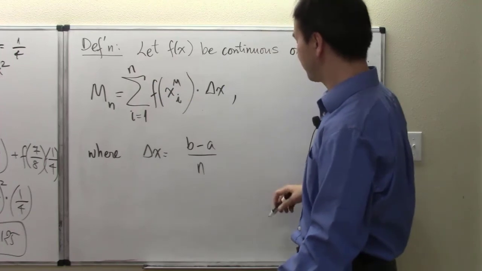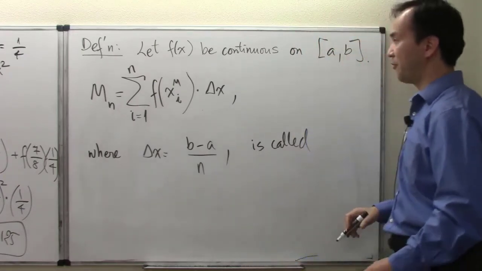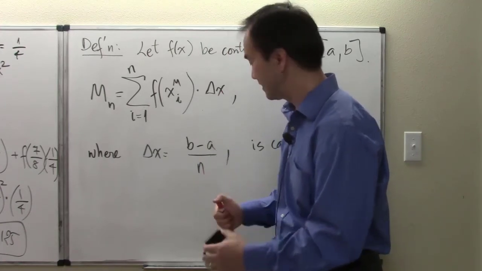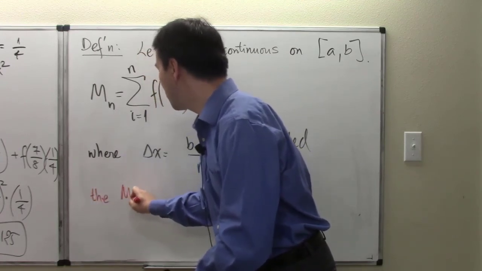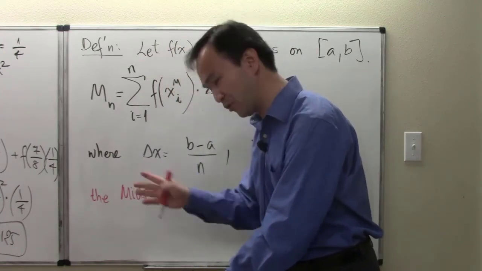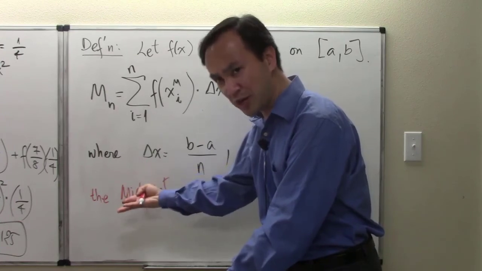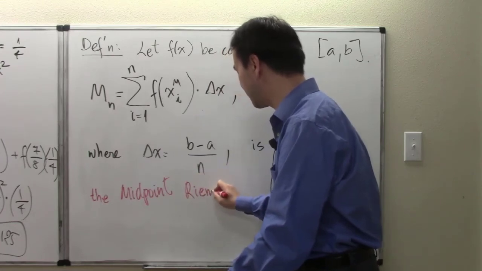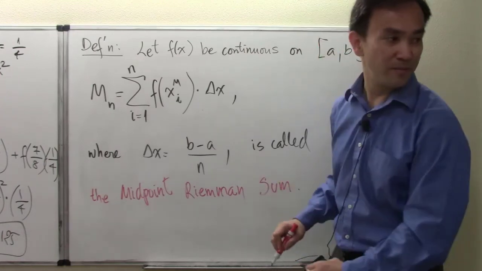This formula right here is called, and now I'm going to write that in red ink, the midpoint. The point now is to understand what's going on, but a precise name people can call it in a few various ways. I'm not guaranteeing that my way of calling that is the most standard one, but it reflects the idea enough. So it's the midpoint Riemann sum.